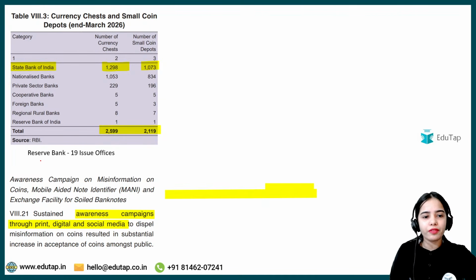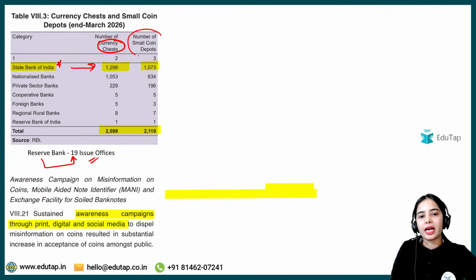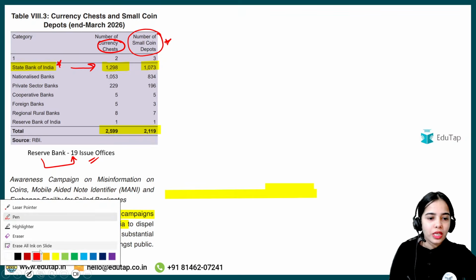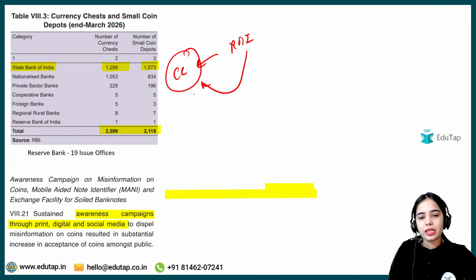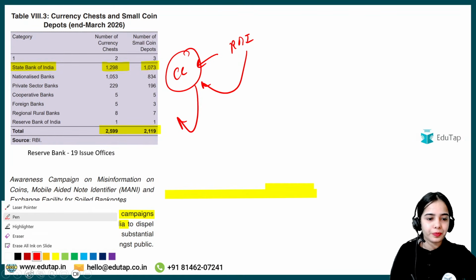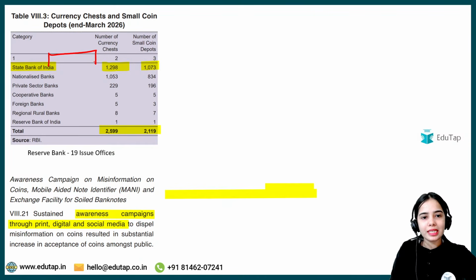So basically, as I've told you, RBI has 19 issue offices and the currency chests. The State Bank of India has the highest number of currency chests, as well as the highest number of small coin depots. Okay. So that is the currency chest. They are connected with the Reserve Bank of India, so that through these currency chests the money can be provided to the bank branches and such. So the State Bank of India is the largest provider of currency chests.